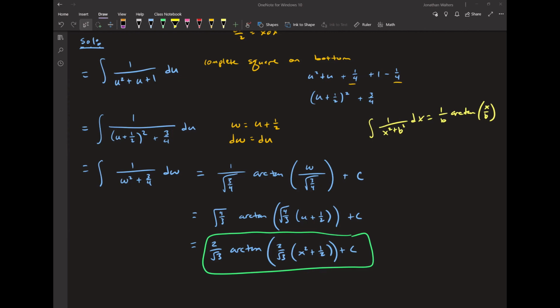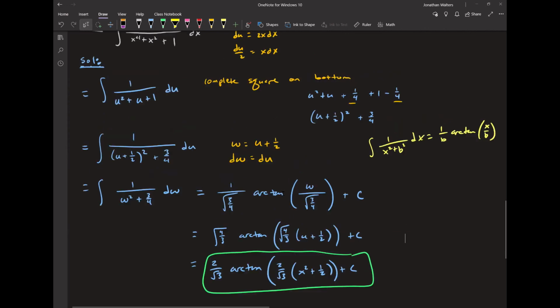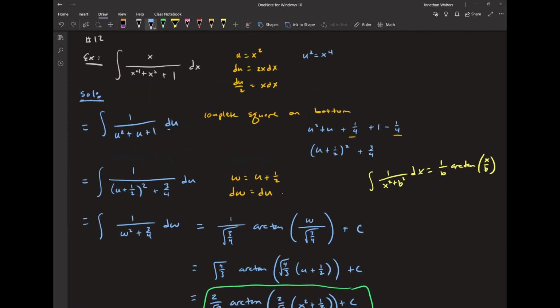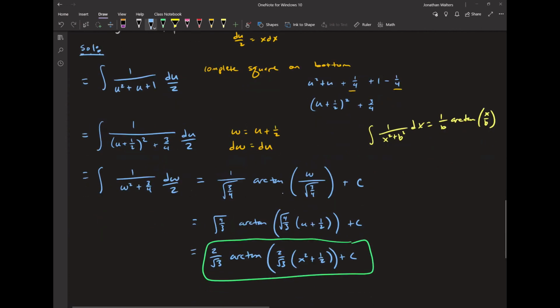Look at that. Where's the 2? Oh, there was a 1/2. Shoot. I forgot my 1/2 on my du. If you recall, this should be over 2, over 2, over 2. So that should be a 1/2 here, 1/2, and then 2 would cancel. So that makes it a 1. Yeah, forgot my du over 2.